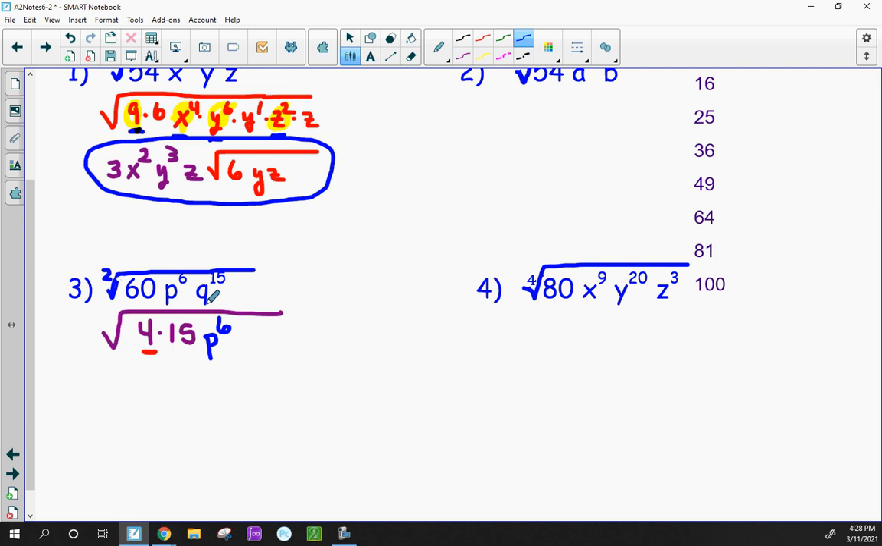The square root of q to the 15th, when you divide 15 by 2, it is actually 7.5, and so that's not a whole number. So we want to write q to the 15th a different way. Again, you want to get as close as you can to 15. So I'm going to do q to the 14th and q to the 1st.